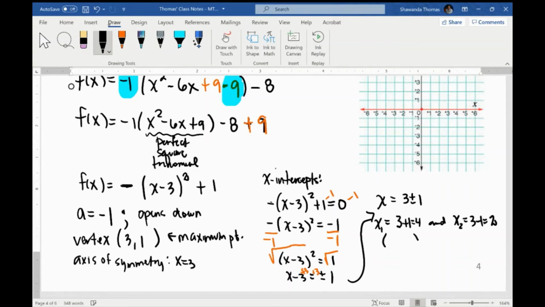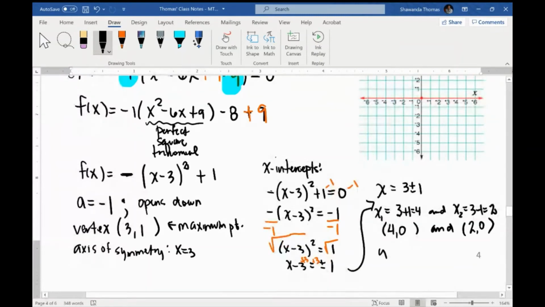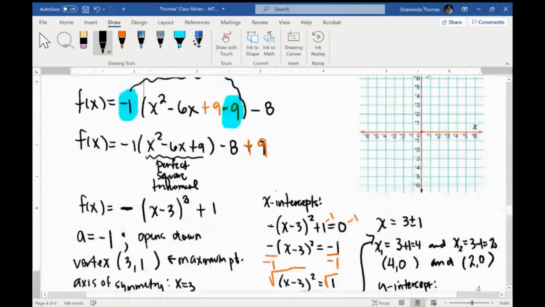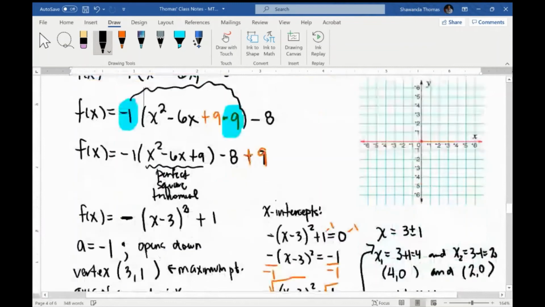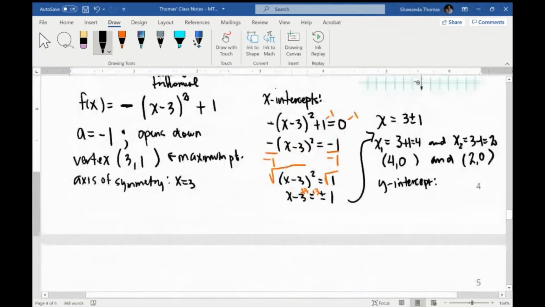To write them as points, how would you write them? Other than Kenneth, how would you write them as points on the graph? 4, 0, 2, 0. Correct. 4, 0, and 2, 0. Those are our x-intercepts. Y-intercept. Someone other than Kenneth and Alicia, what is the y-intercept? 0, -8. 0, -8 is correct.